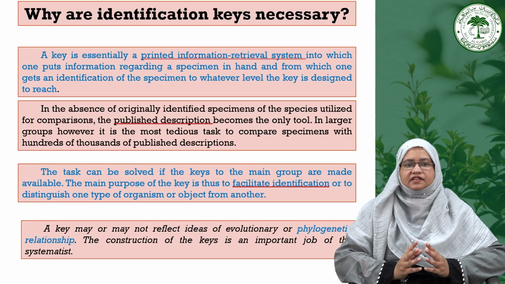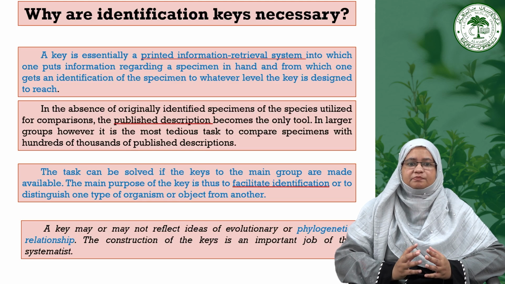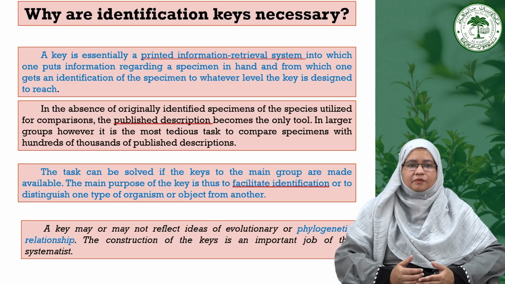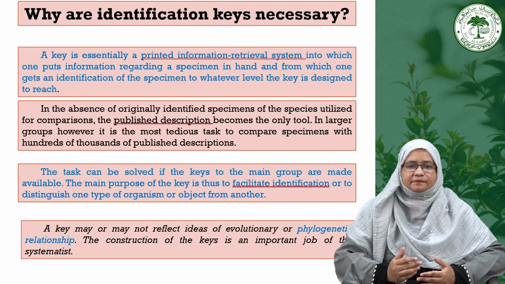So these are some identification keys which are necessary. Why are the keys necessary? A key is essentially a printed information retrieval system into which one puts information regarding a specimen in hand, and from which one gets the identification of the specimen to whatever level the key is designed to reach. In the absence of originally identified specimens of species for comparison, the published description becomes the only tool.